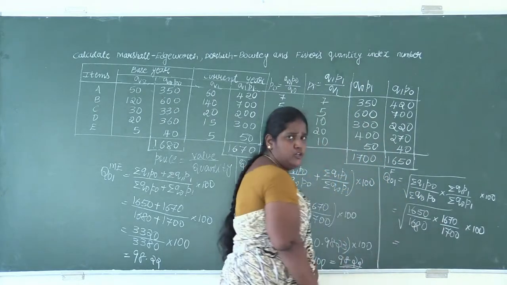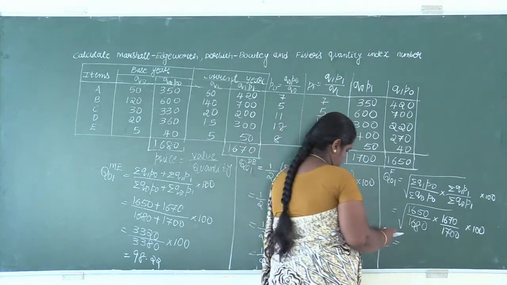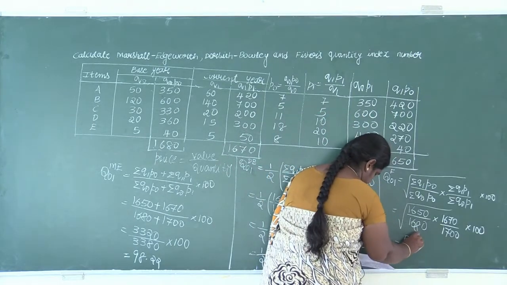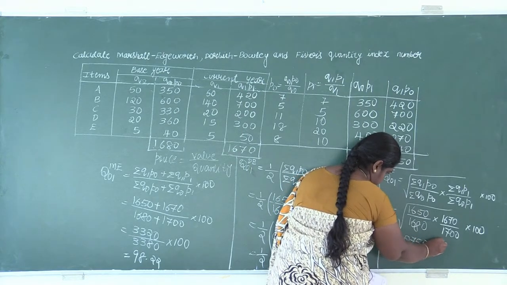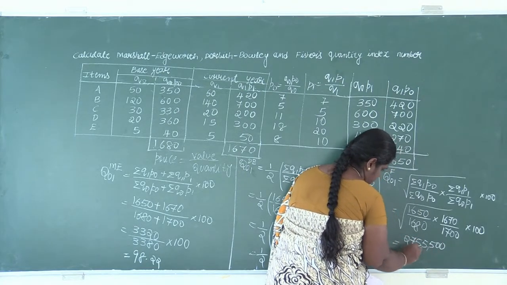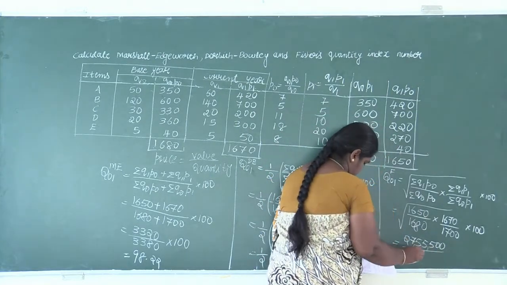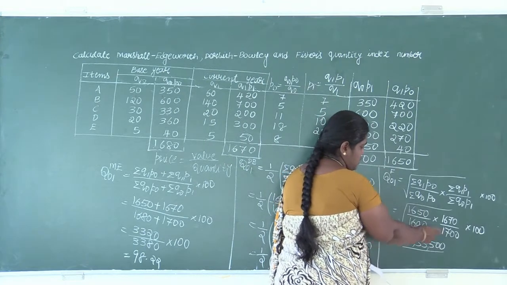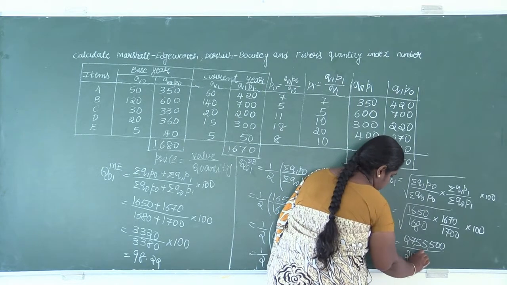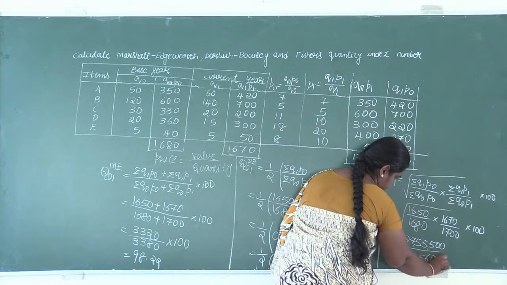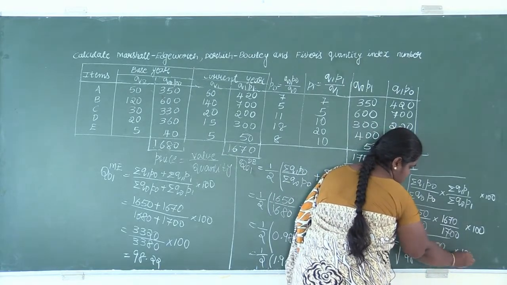Now multiply the numerator, that is 1650 and 1670. We'll get 27,55,500. Then when we multiply 1680 and 1700, it is 28,56,000. So we have to divide this and take out the square root.